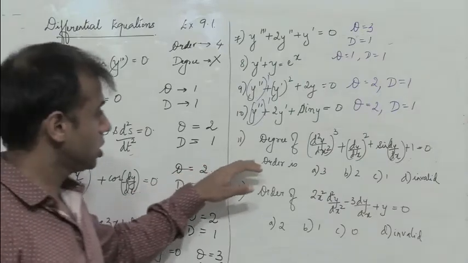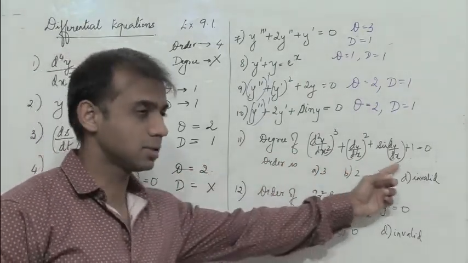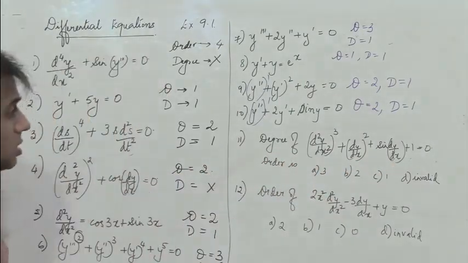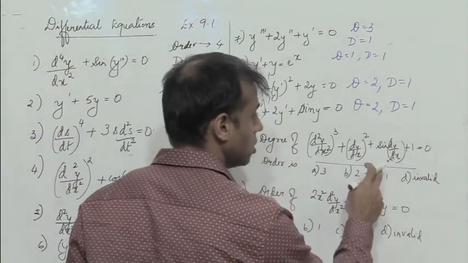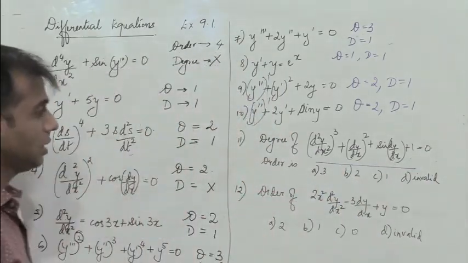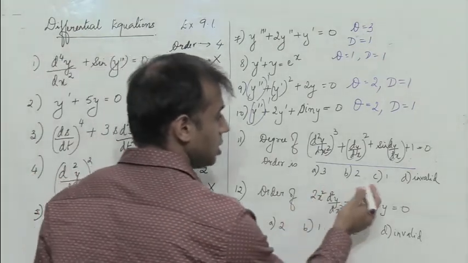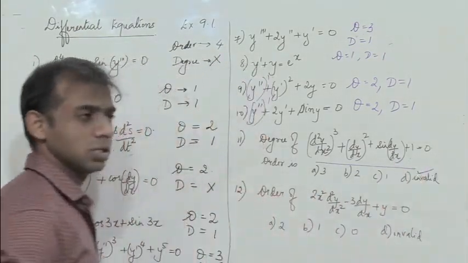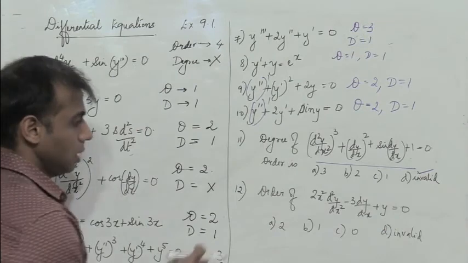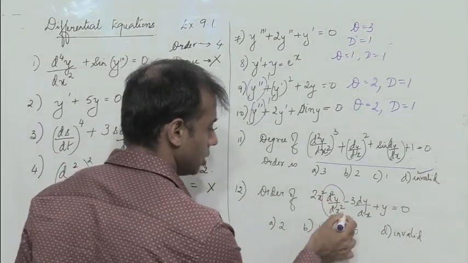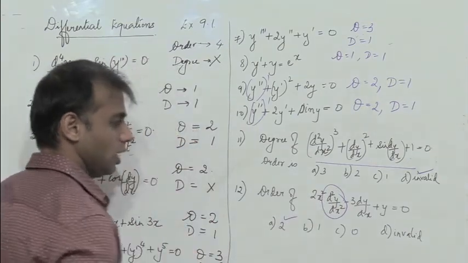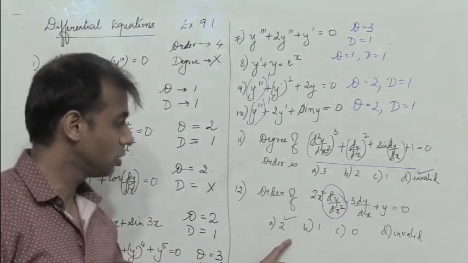In the 11th question, we need to find the degree of this differential equation, but this differential equation is not a polynomial in its derivatives because of this term. So definitely the order is 3 and the degree is not defined, so the fourth condition is true. In the 12th question, we need to find the order. The highest order is definitely 2. We have d squared y by dx squared, so the order is 2.